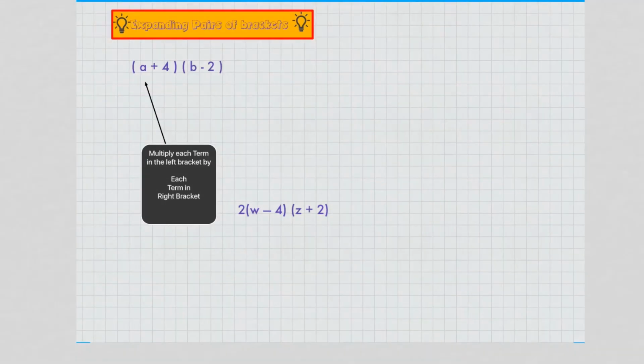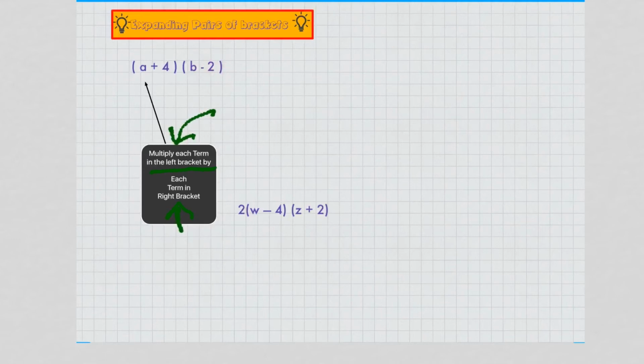Now we are moving towards a bit advanced version of expanding pairs of brackets. Expanding brackets, now we've got pairs of brackets. If you've got 2 pairs of brackets, what you've got to do is basically multiply each term in the left bracket with each term in the right bracket. In this case, we've got two terms, a and 4, in the left bracket. We've got to times a and 4 with each term in the right bracket.